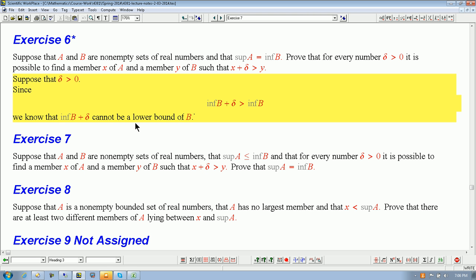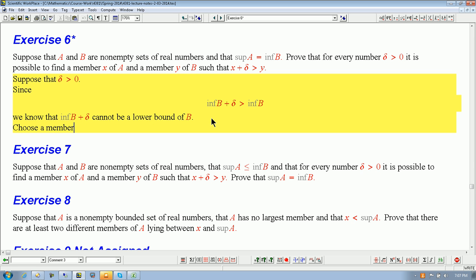Reasonable? What does it mean to say that a certain number is a lower bound of a set? It means that every member of the set is greater than or equal to the given number, right? What does it mean when a number fails to be a lower bound of a set? It means that there exists at least one number that is less. Well, when you know that something exists, what's the next word in the proof? Choose.